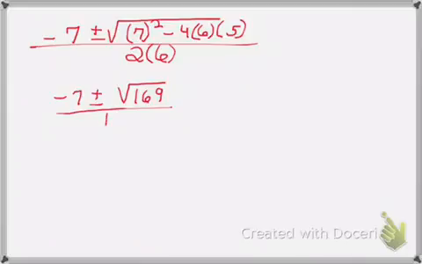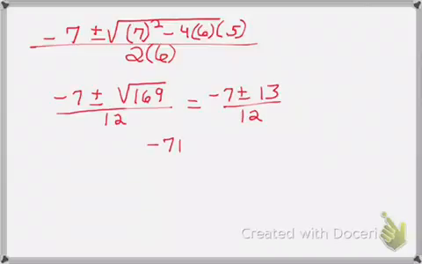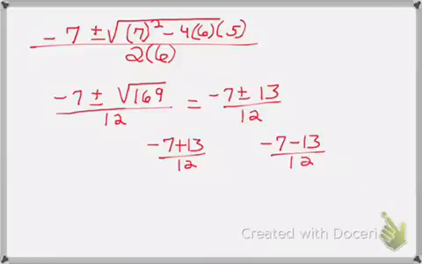And 2 times 6, of course, is 12. Well, the square root of 169, that is a perfect square. It equals 13. So therefore, I have -7 plus or minus 13 over 12. Since I do not have a radical after finding the square root, I can actually split this up into -7 plus 13 and -7 minus 13, all over 12.